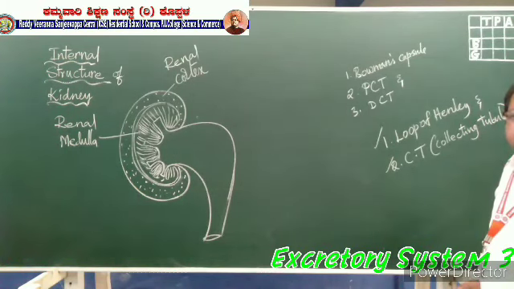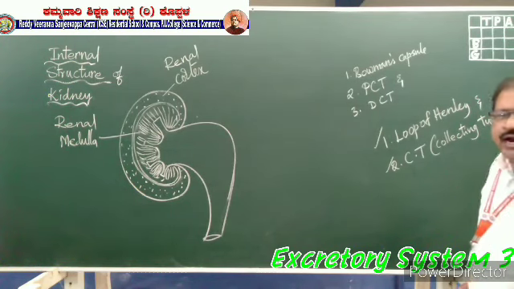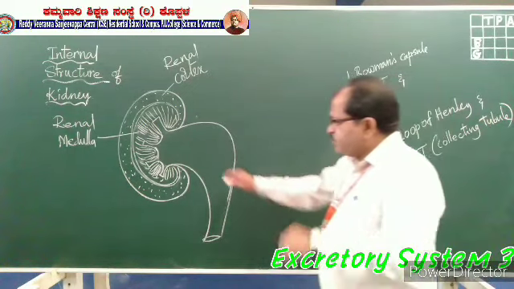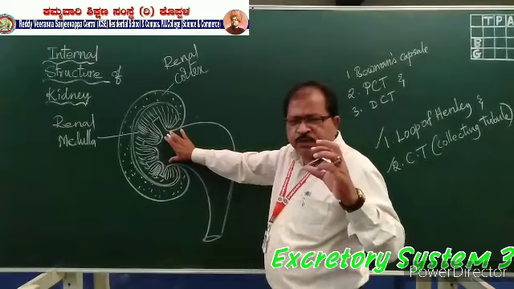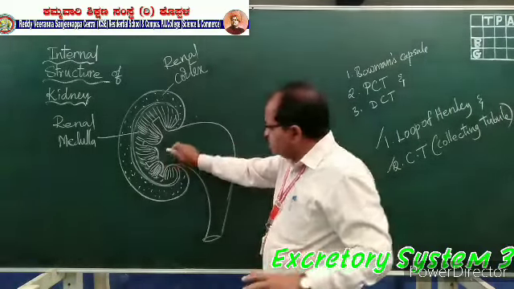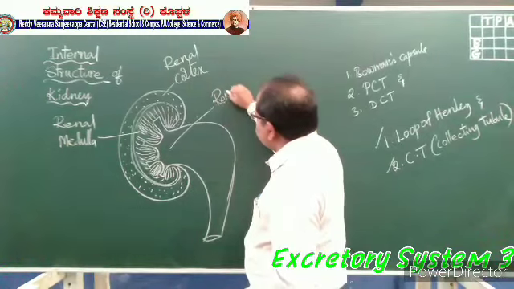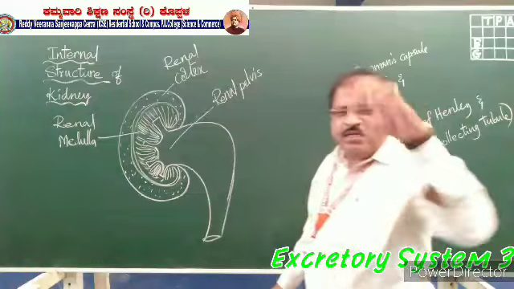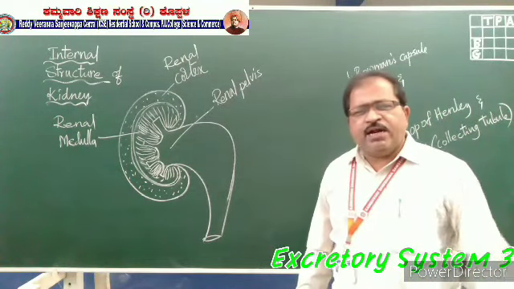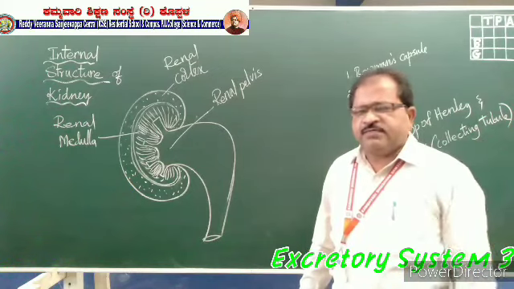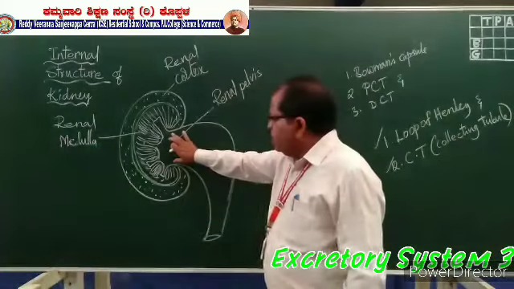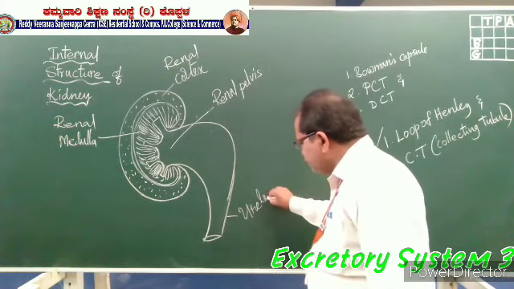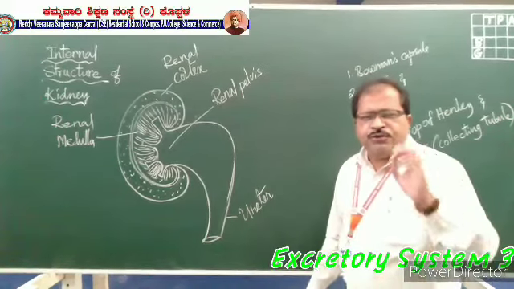It looks like stripes are present in the medulla, and all these stripes are projected towards the pelvis, the large broad portion present here in front of the kidney. This is called the renal pelvis, through which the blood vessels enter the kidney and come out of the kidney. The renal pelvis is also the broad part of the ureter.